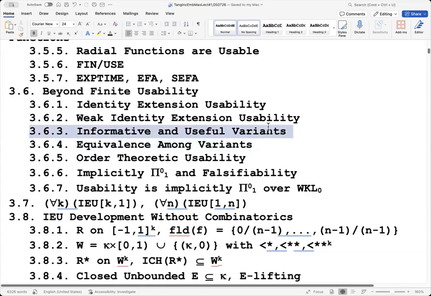And then we have some variants, but not many. We have two variants that are important, which are really just calibrations. And then we have two technical variants that are not the main event, but are used in the proofs because it's much more convenient to deal with them. And then we show they're equivalent.